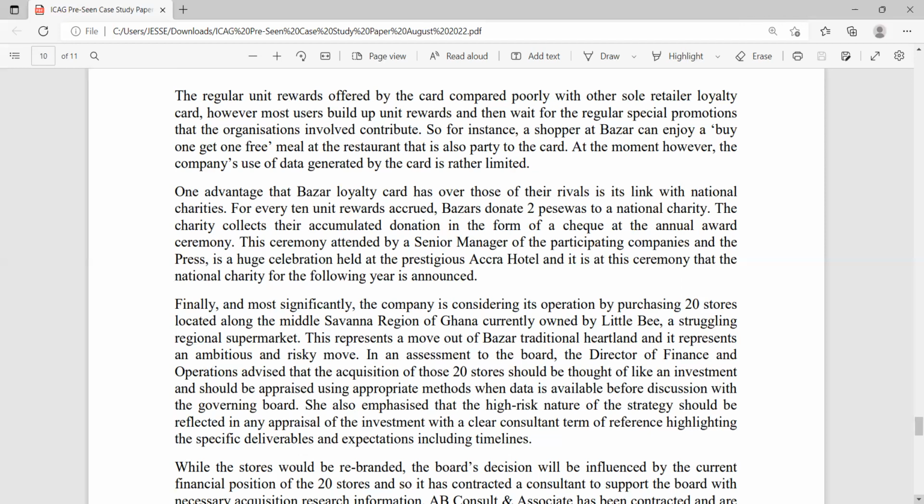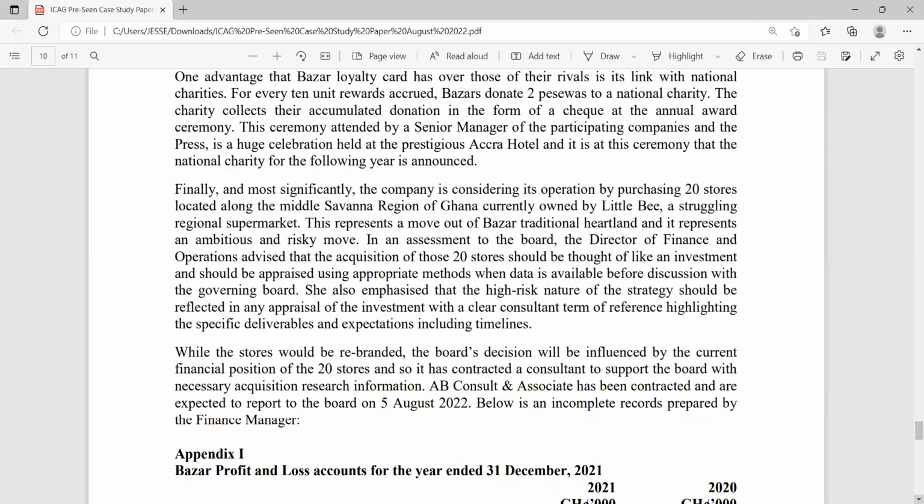Right, so that's very, very important. So I would look into corporate social responsibility. Finally, and most significantly, the company is considering expanding its operation by purchasing 20 stores located along the Middle Savannah region of Ghana, currently owned by Little B, a struggling regional supermarket. So again, they are purchasing 20 stores. So when you think about it, you need to think about it in different respects.